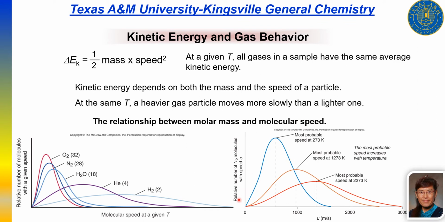If you take a look at this one, your relative number of nitrogen molecules, for example, with the speed, you have different speeds. What we also found is that with temperature increase, you have this velocity for the same molecule, nitrogen. If you increase your temperature, this is a lower temperature, a little higher temperature, a much higher temperature. With the temperature increase, the gas molecules move faster. So speed also increases. This is essentially about the kinetic energy related to the mass and the speed, the relationship between the molar mass and the molecular speed, and also the relationship between the molecular speed and the temperature.